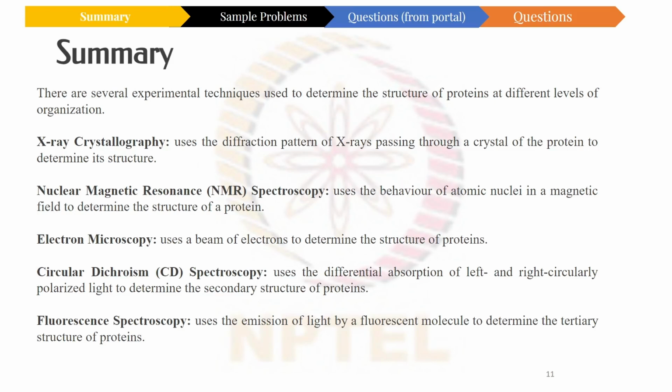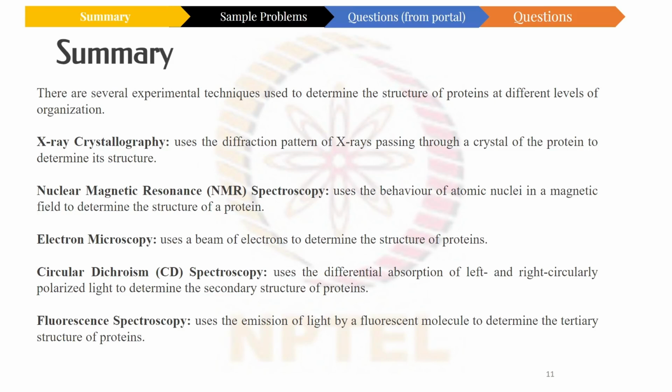Next, we have NMR. NMR stands for nuclear magnetic resonance spectroscopy. NMR spectroscopy is similar to listening to the subtle vibrations and variations of atoms within a protein. When a protein is placed in a strong magnetic field or radio waves, the atomic nuclei within the protein resonate at different frequencies based on their environment, revealing details about the protein structure.